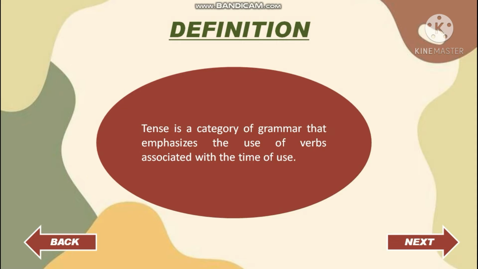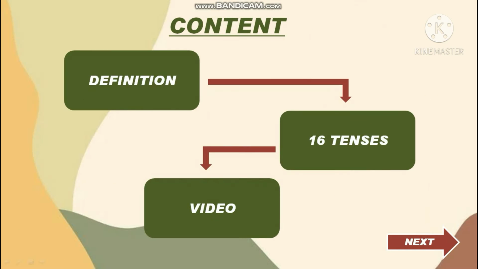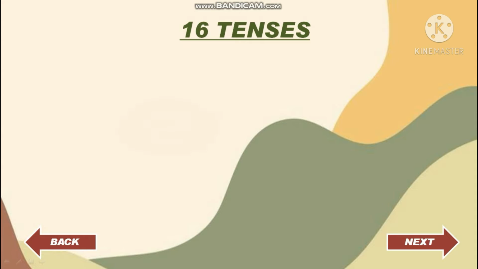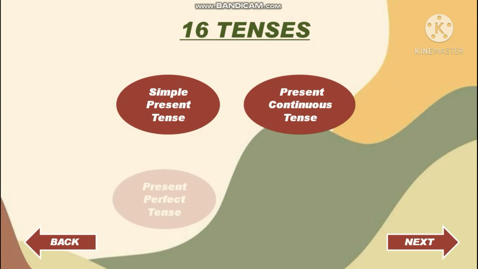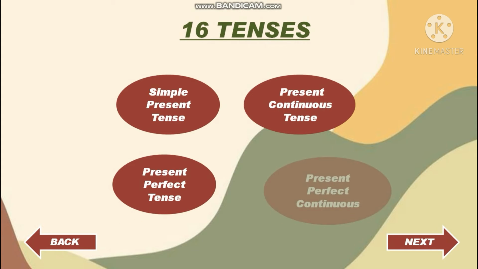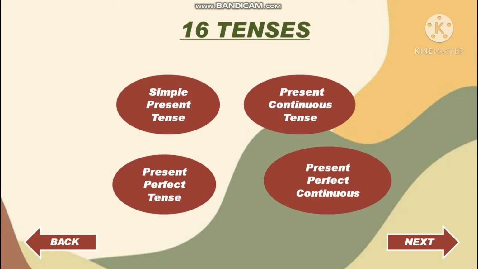So the next content is the 16 tenses. Okay, there are simple present tense, present continuous tense, present perfect tense, present perfect continuous tense. For the first, let's talk about simple present tense.